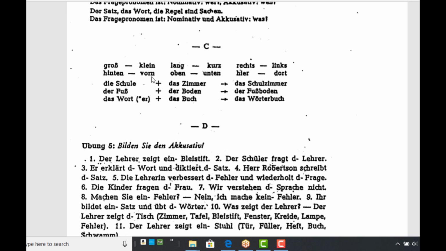Behind and in front of. Oben, unten. Over and under. Hier, dort. Here and there. Then they just go, here and there.